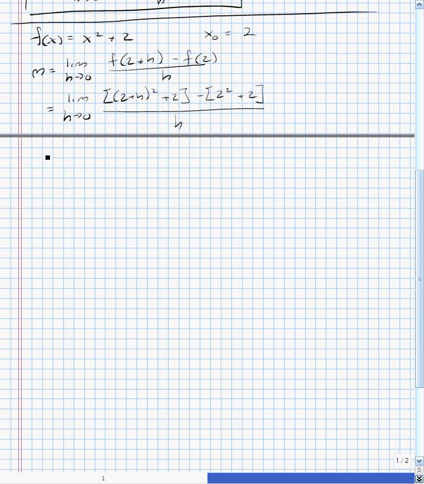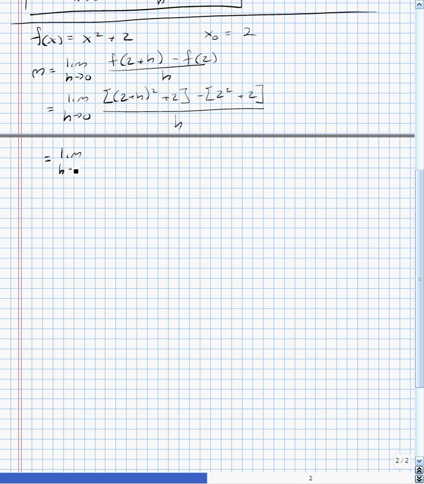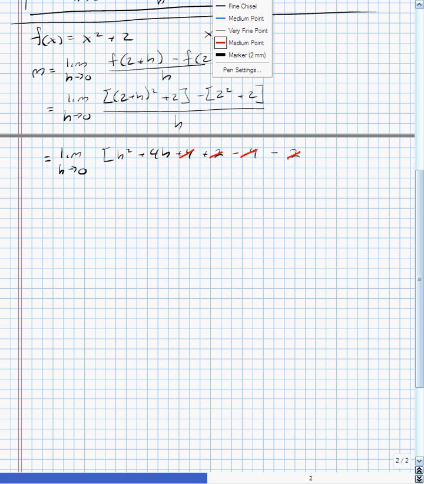If we can continue to work our way through this, we get the limit as h approaches 0. Foiling this right here, we get h squared plus 4h plus 4, plus 2 from that right there, minus 2 squared, which is 4. Remember, I have to be minus. And let's also remember to distribute that minus sign into over here, minus 2. Simplifying this, the plus 4 and minus 4 cancel out, and the plus 2 and minus 2 cancel out. So all that we're left with is h squared plus 4h over h.